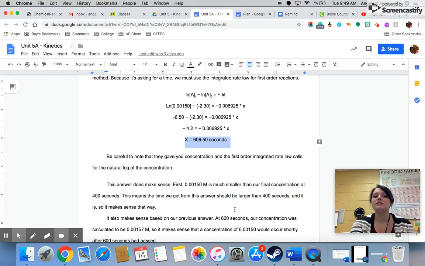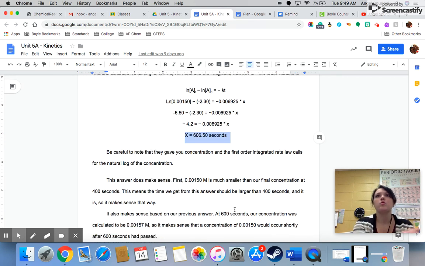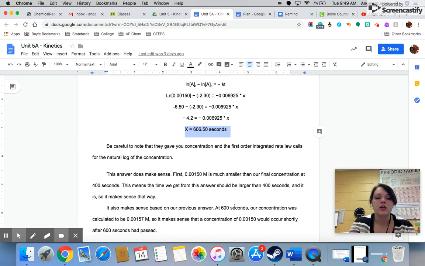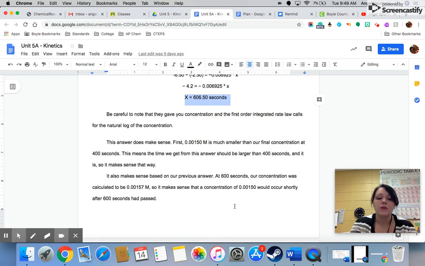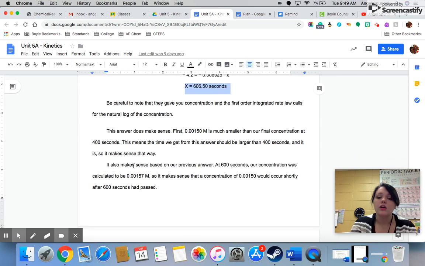So does this make sense? That a concentration of 0.0015 is going to take more time than 600 seconds? Well, the answer is yes, and here's why. At 600 seconds, our concentration was 0.00157. So if we're going from 0.00157 to 0.00150, well, that's a very short change in concentration. So the difference in time there should also be very short. And it is. 6 seconds is pretty short, okay?